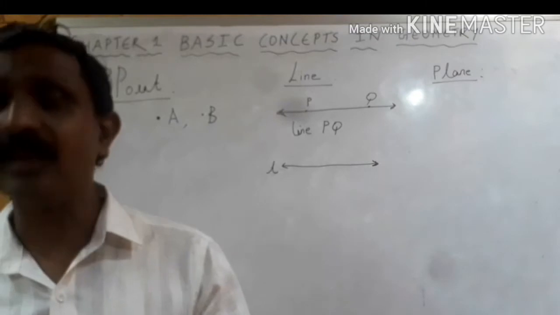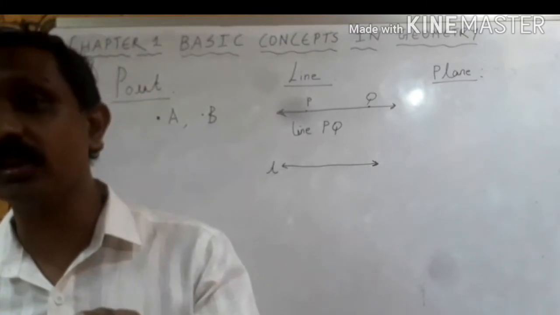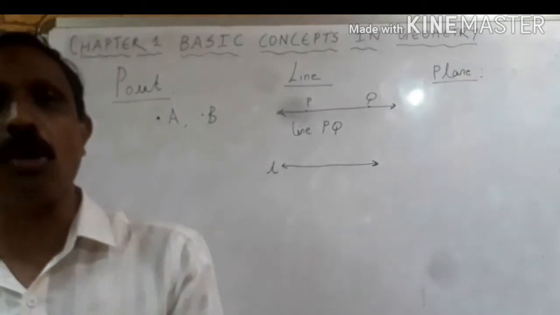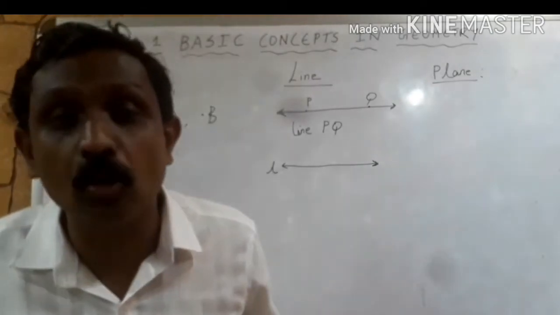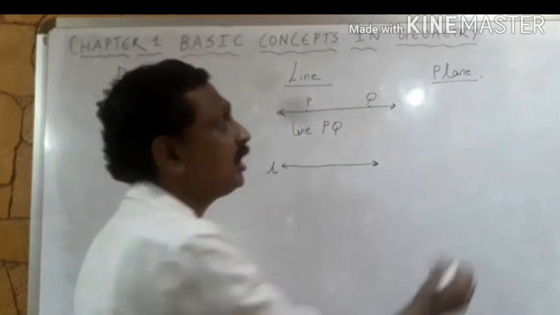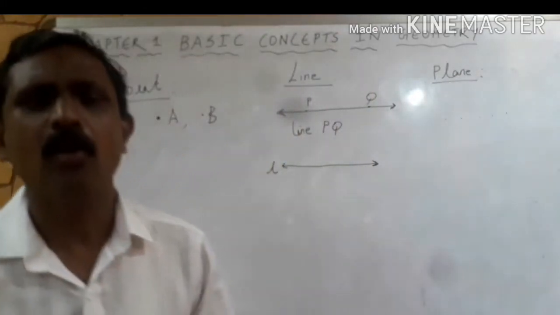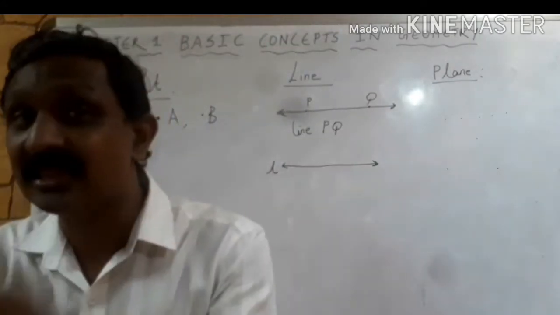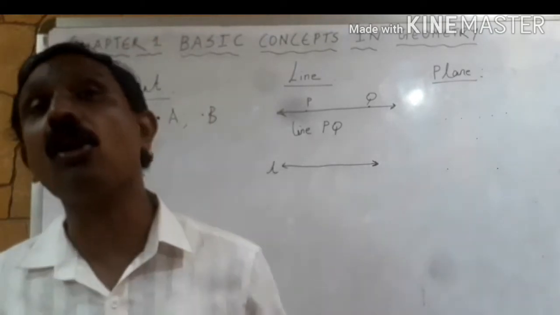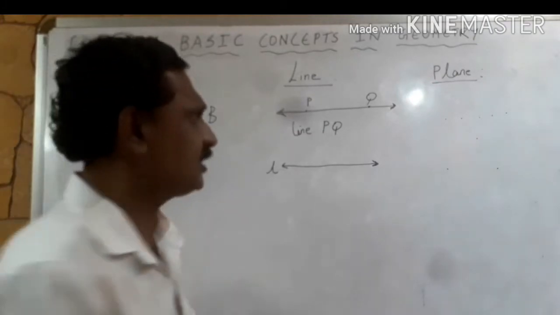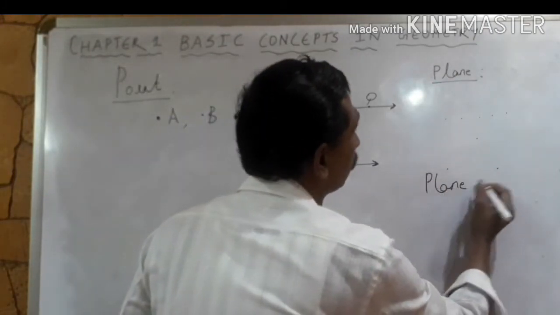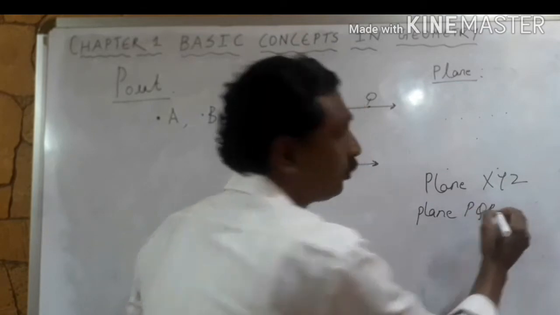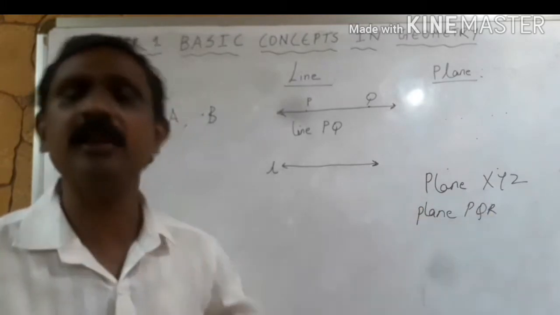Now we will have a plane. What is a plane? A plane is denoted by using the names of three non-collinear points on it. For this we have to know what is collinear and what is non-collinear. If you see, collinear points are in a line, whereas non-collinear points are not in a line. So a plane is denoted by using three non-collinear points such as plane XYZ, plane PQR.